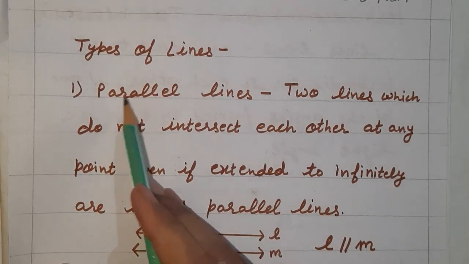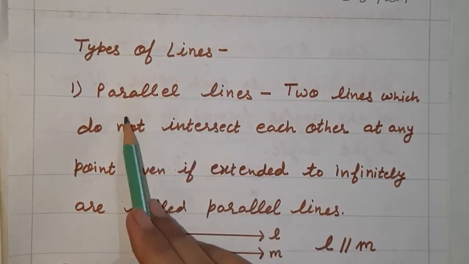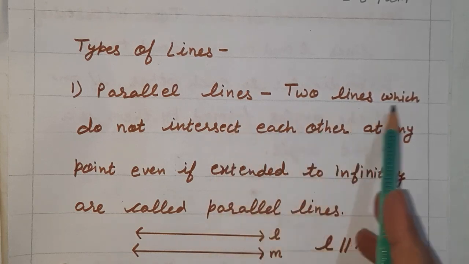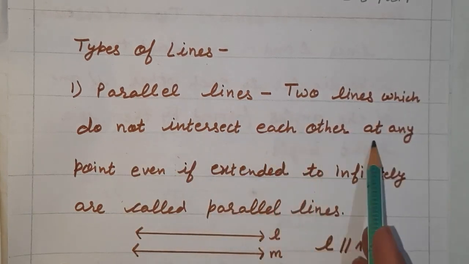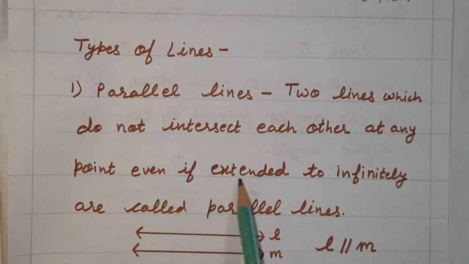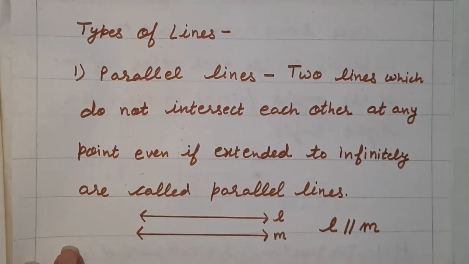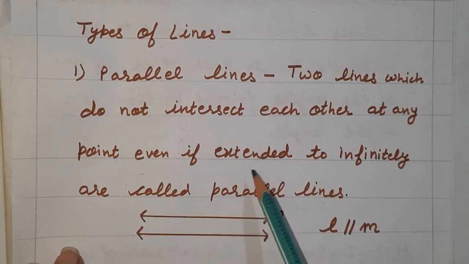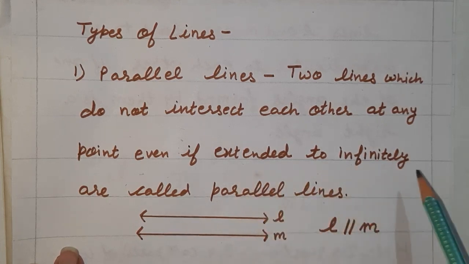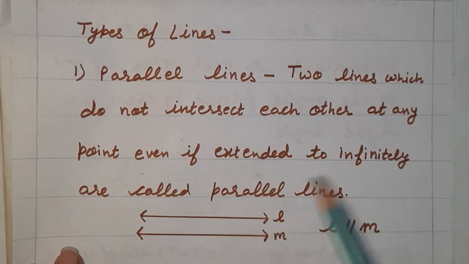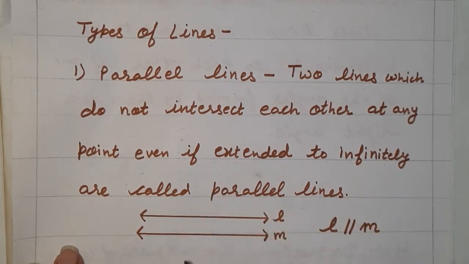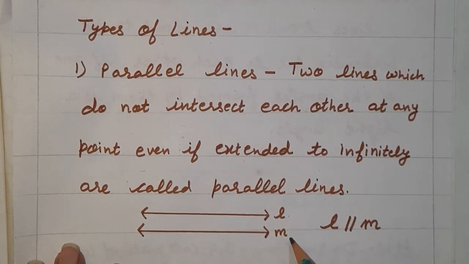Now let's move to the next subtopic, types of lines. Parallel lines: two lines which do not intersect each other at any point, even if extended infinitely, are called parallel lines. Means two lines which do not intersect. So these are known as parallel lines, like line L and line M.